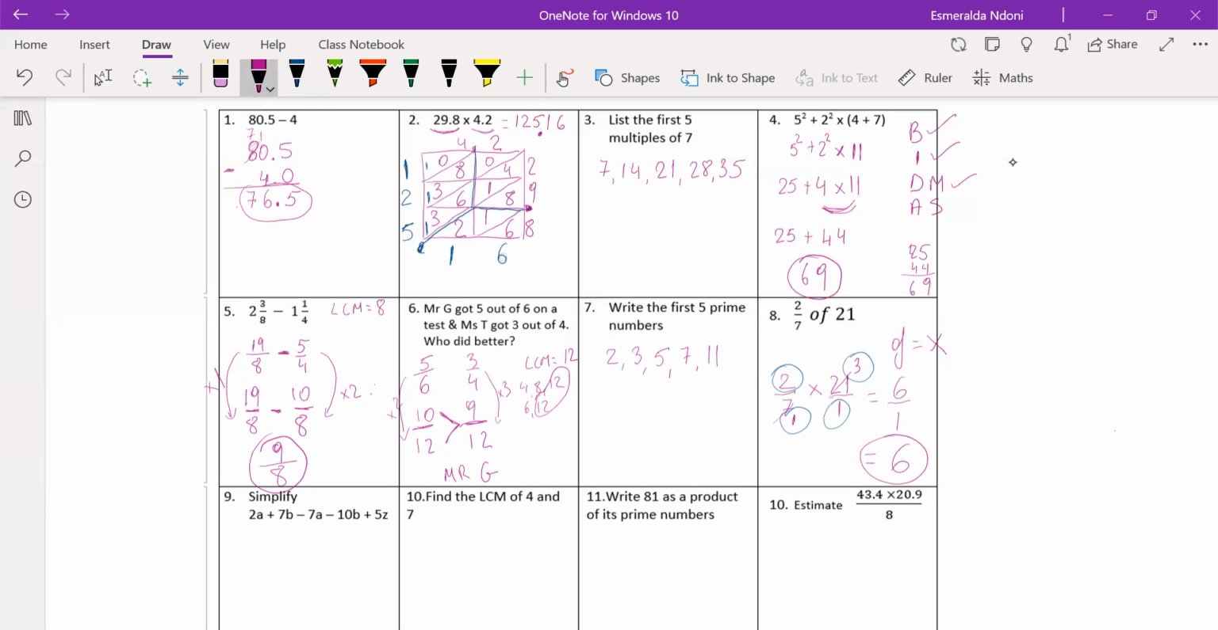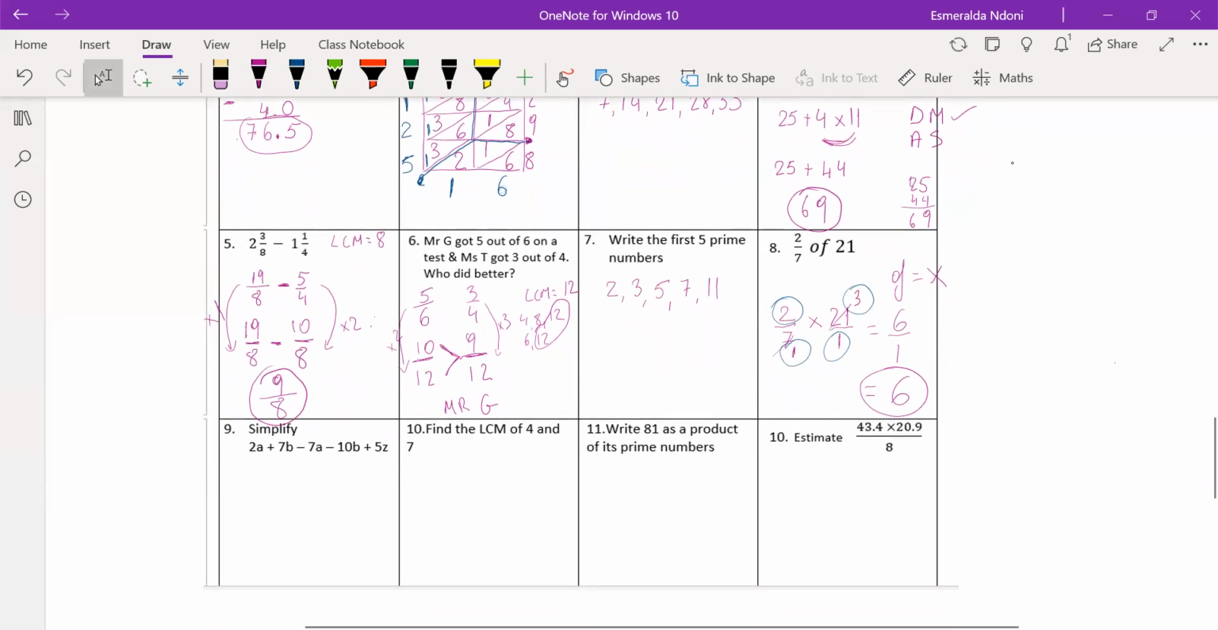Question 9, simplify. We know now that to answer these questions, we need to collect like terms. And to do so, we need to circle them so we can easily see them. So I have 2a and I have negative 7a. So together with a sign, they will be circled together. Then I'm going to collect the b's. So 7b, take away 10b. Then I have the z, which is on its own. So I'm going to give it a different color.